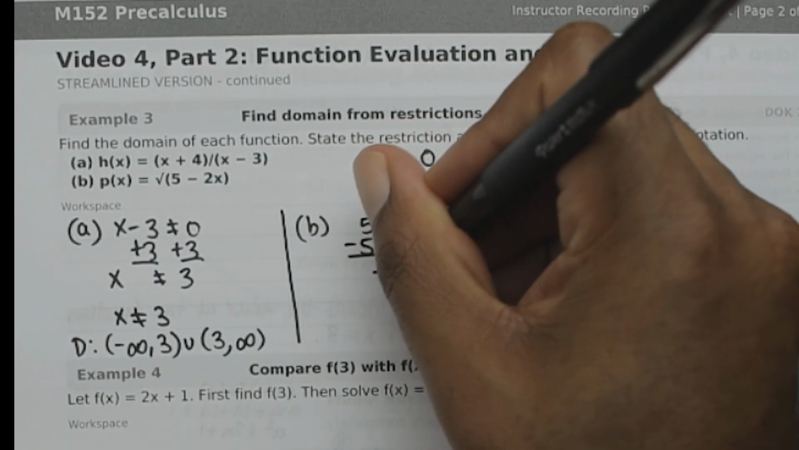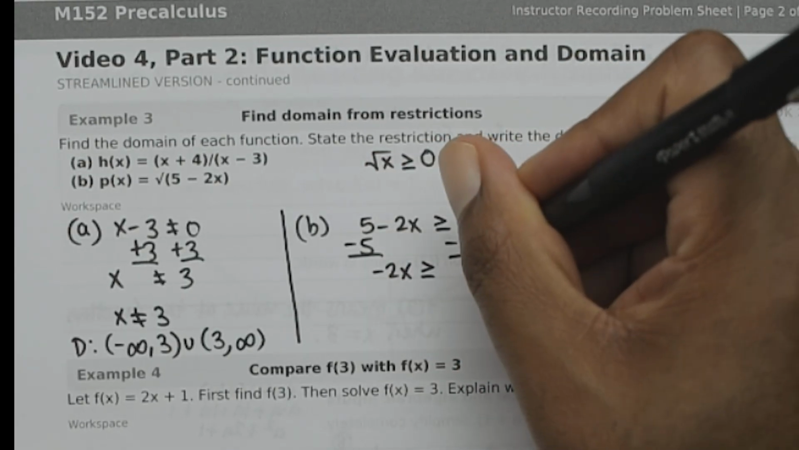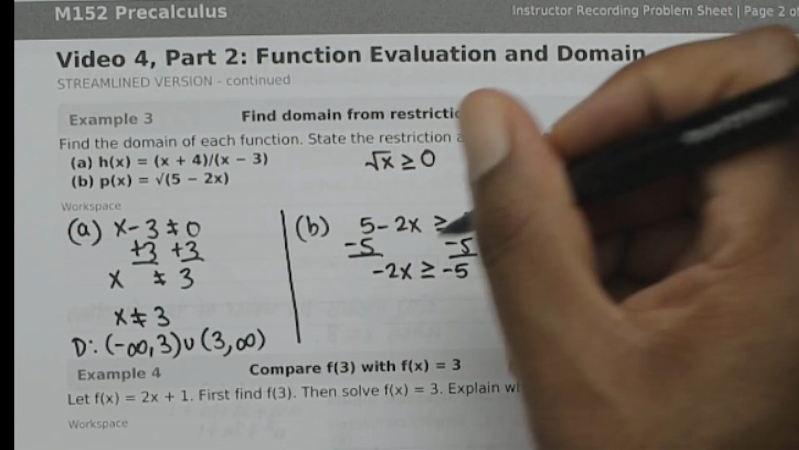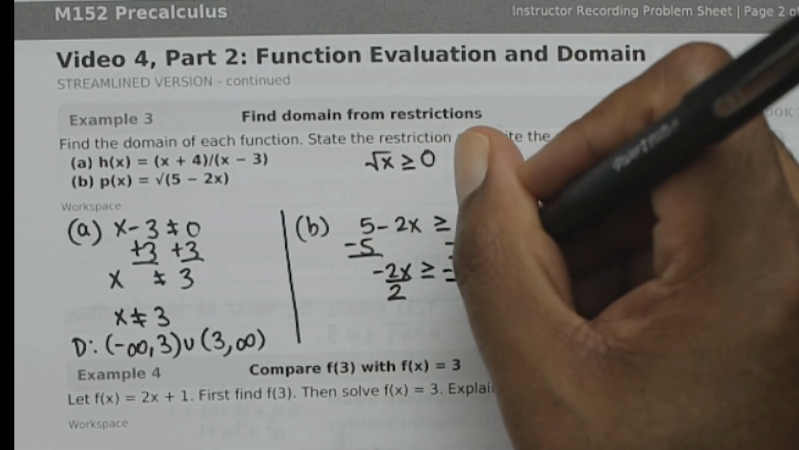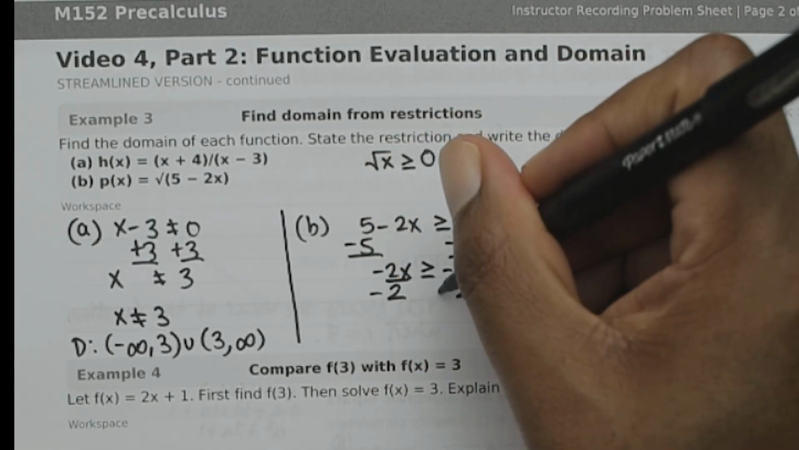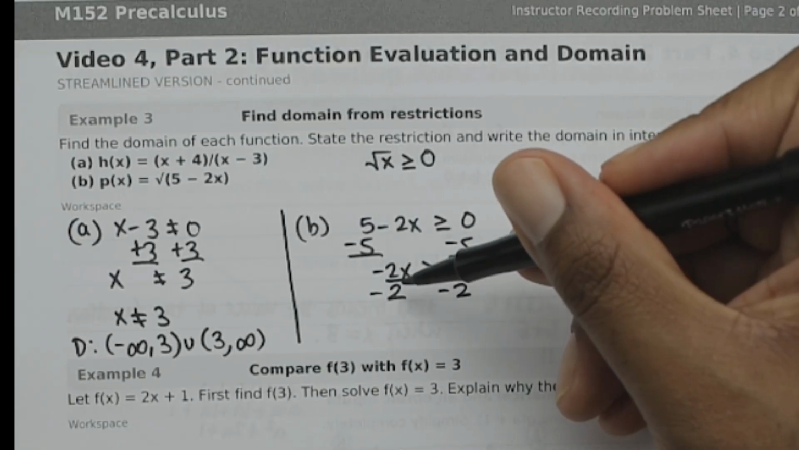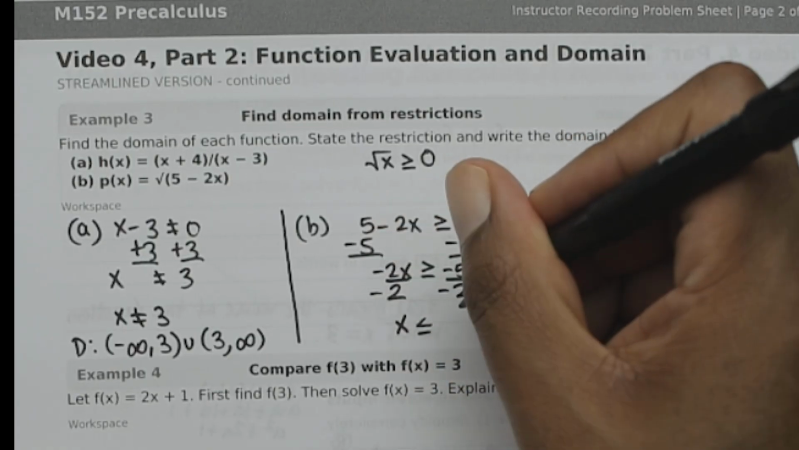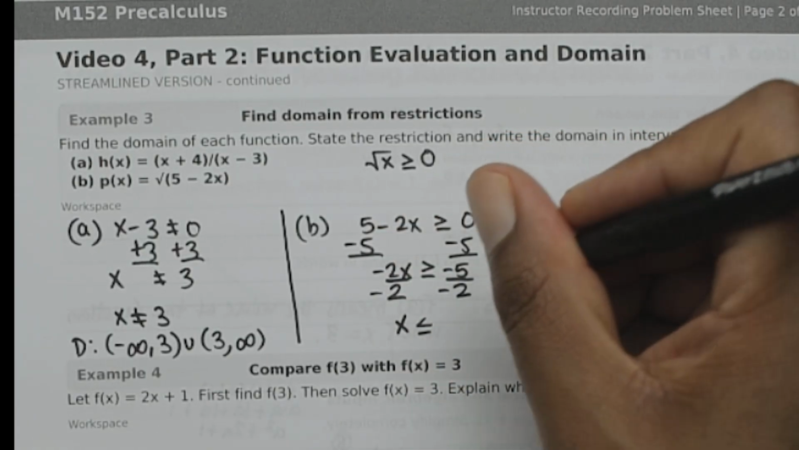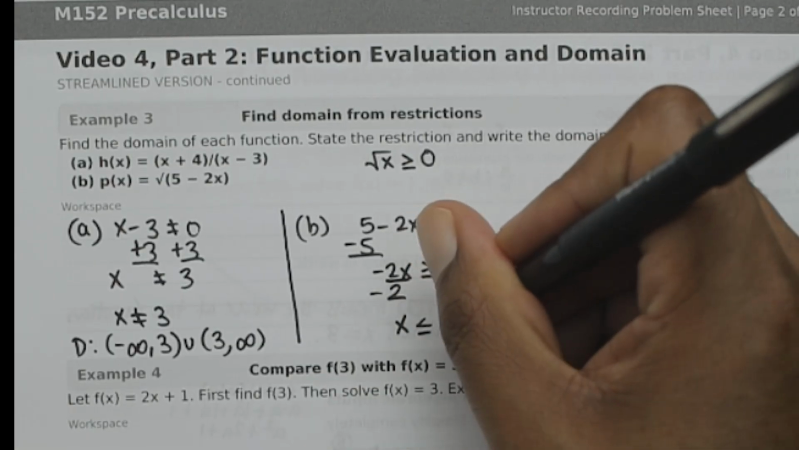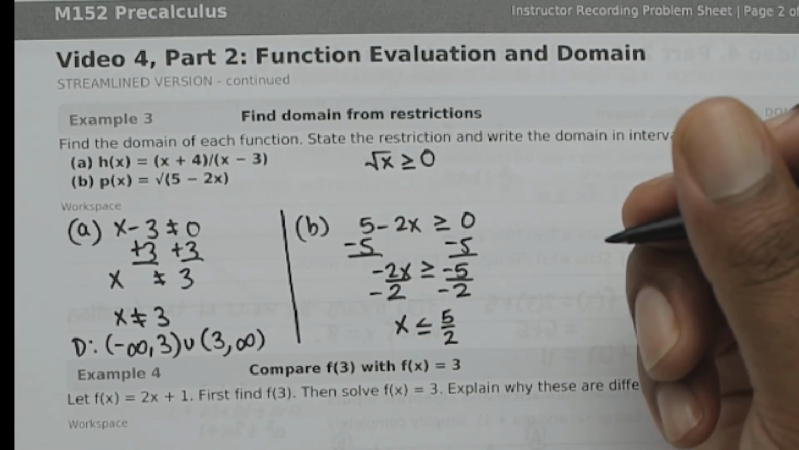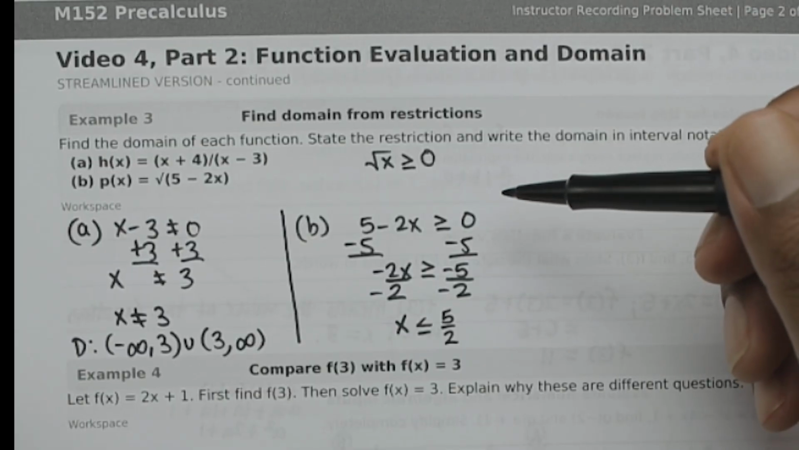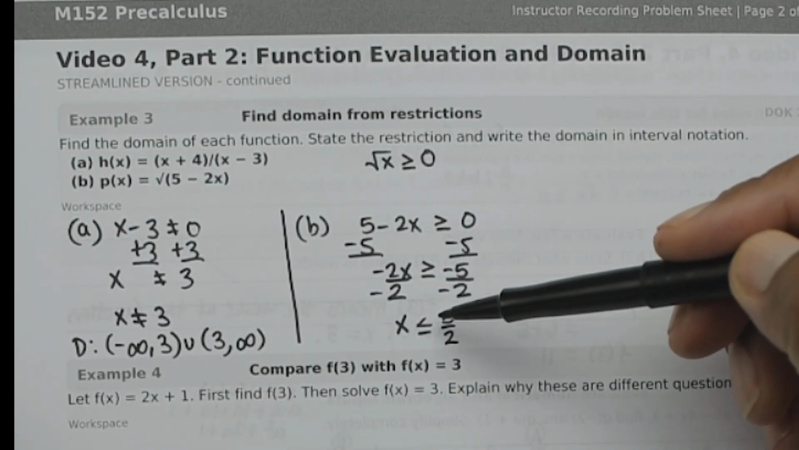That leaves me with negative 2x greater than or equal to negative 5. And then I'm going to divide both sides by 2. Anytime you divide by a negative coefficient, your sign flips. So it's going to become x is less than or equal to positive 5/2. Because we divided by a negative number, the inequality sign changes direction.